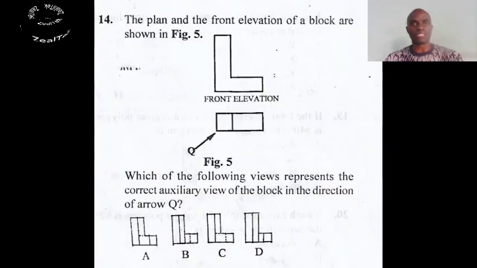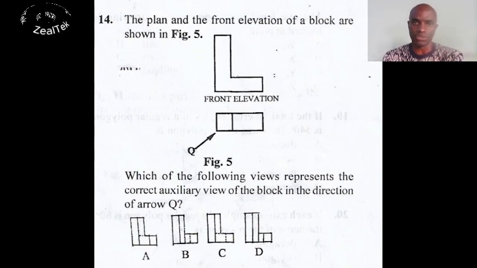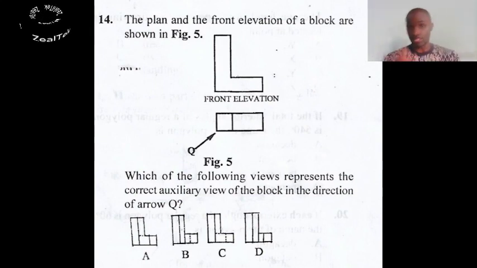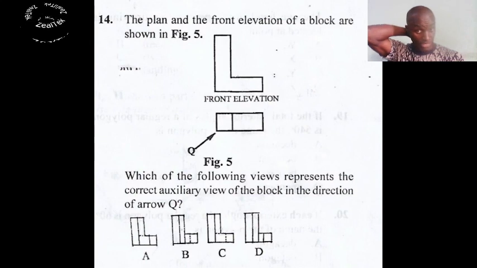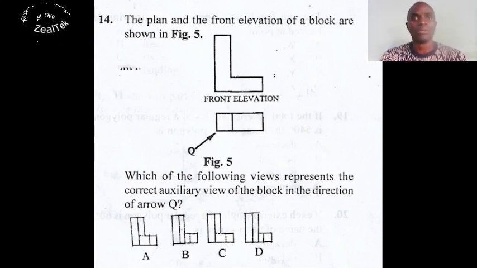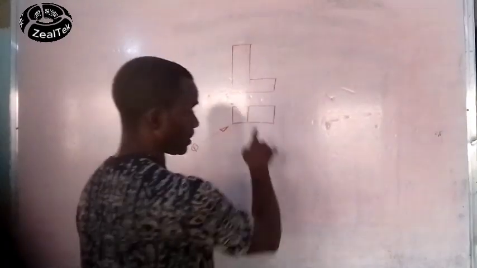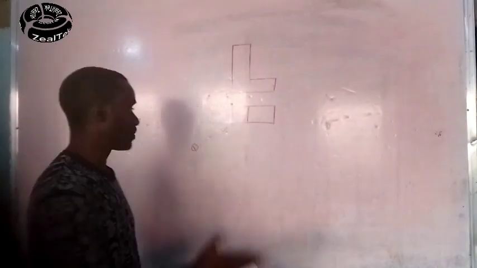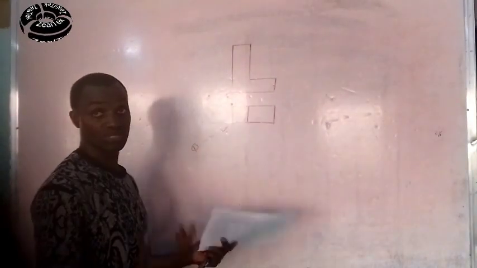Question number 14. The plan and the front elevation of a block are shown in figure 5. This is the diagram. Now, which of the following views represents the correct auxiliary view of the block in the direction of the arrow Q? Well, this one needs to be illustrated. So the video clip that comes after now will explain it for you. On the diagram, they say we are looking in this direction, auxiliary.